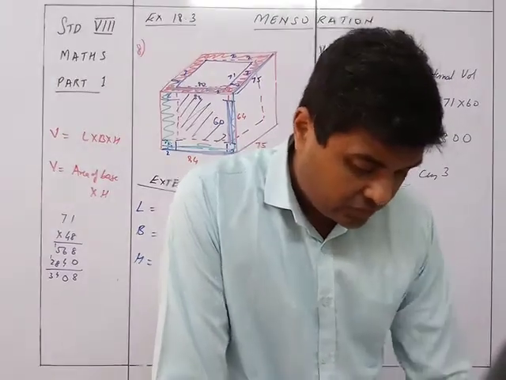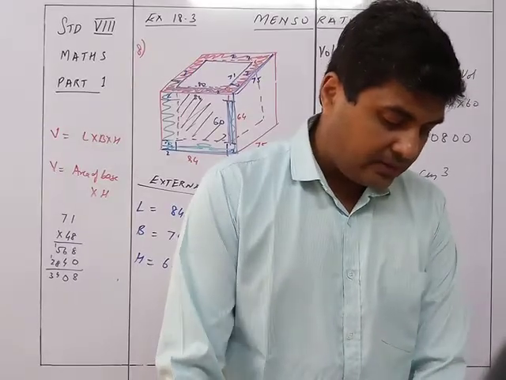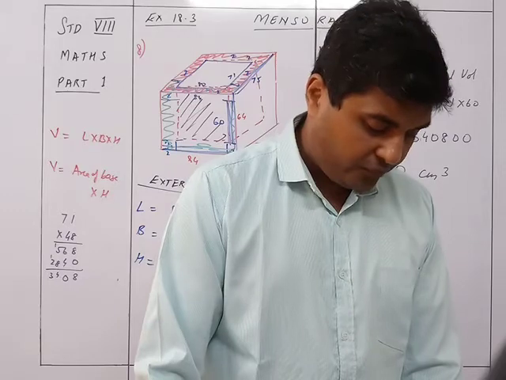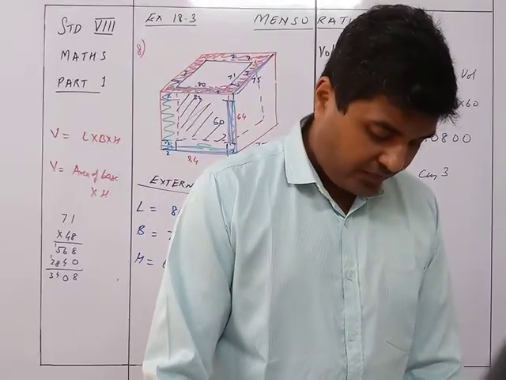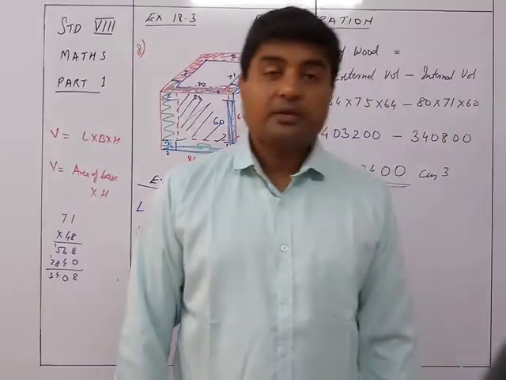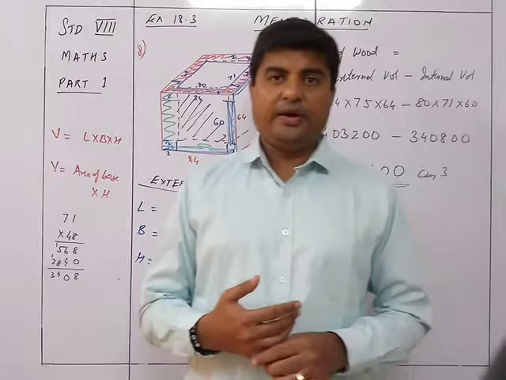So that is all these sums which you have for the cubes and cuboids in the exercise. As I told you, your homework will be solved examples 1, 2, 3, 4, 5, and finally 9, 10, 11. So that's all for exercise 18.3. We continue for the next video in 18.4.